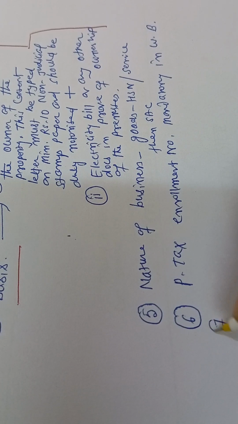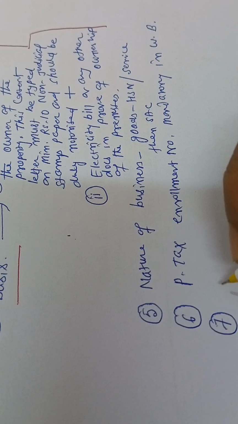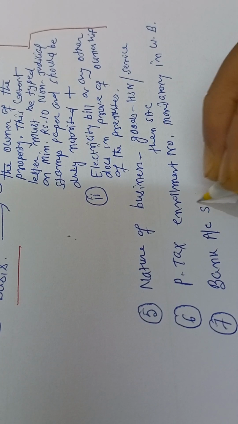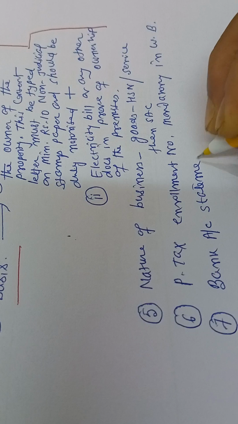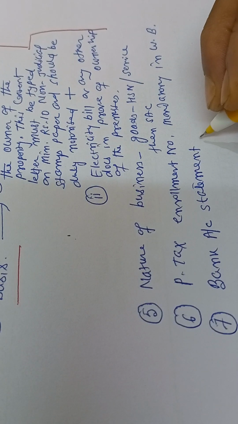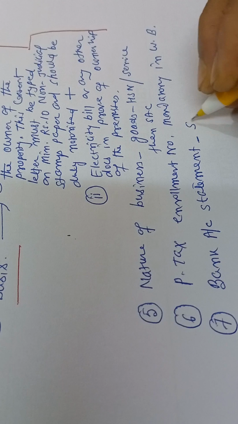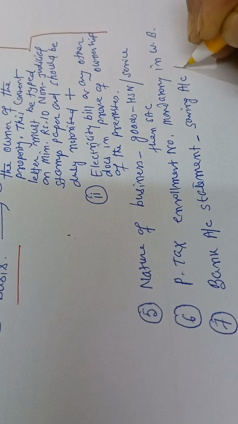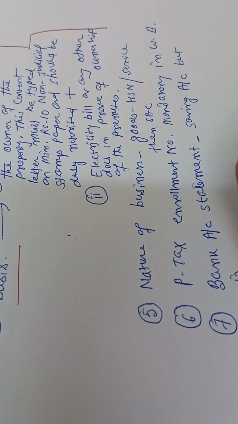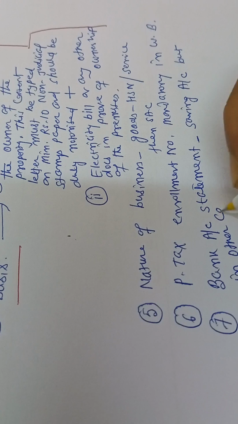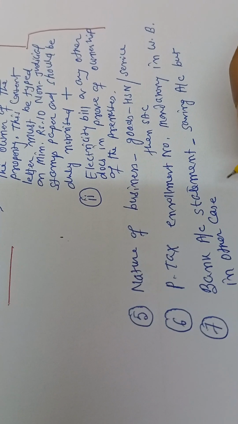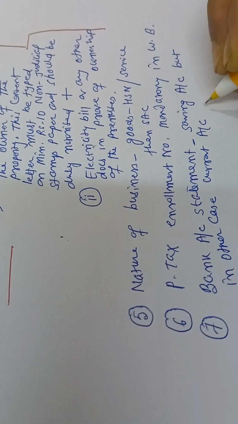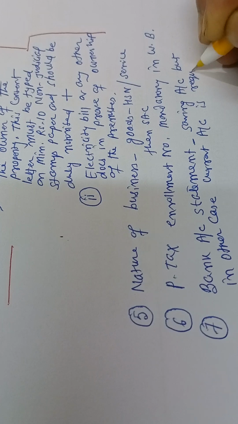Seventh most important document is bank account statement. In case of proprietorship, saving account will do, but in other case, current account is required.